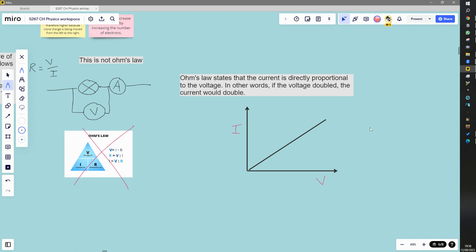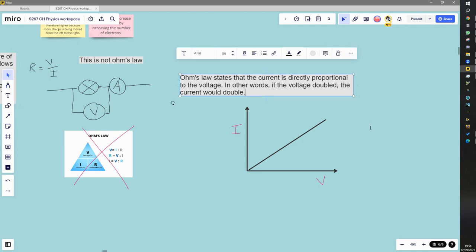But a light bulb does not follow Ohm's law. However, you can still use this formula. What we would say is, if something follows Ohm's law, we can call them ohmic conductors. These are components that follow Ohm's law. The resistance of an ohmic conductor, I should say, is constant.